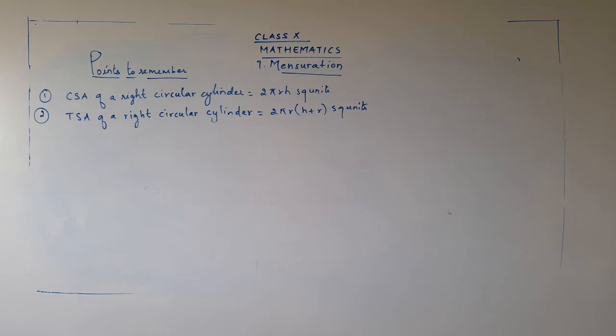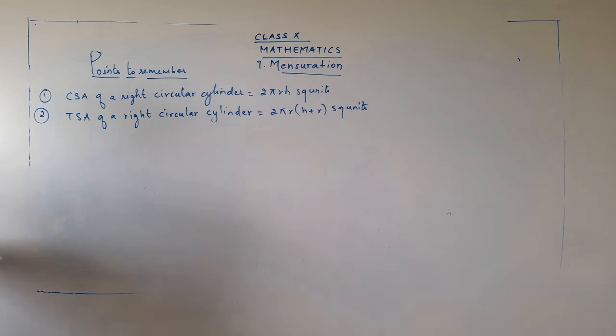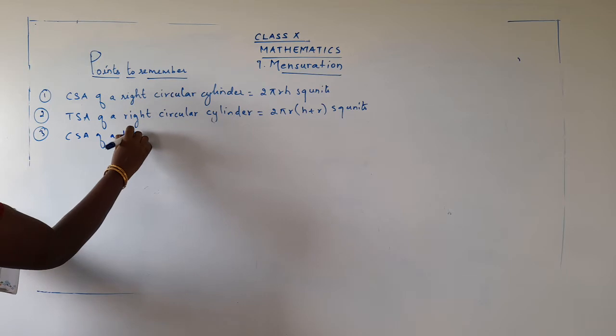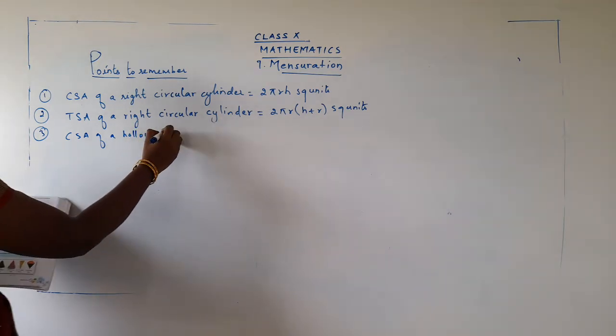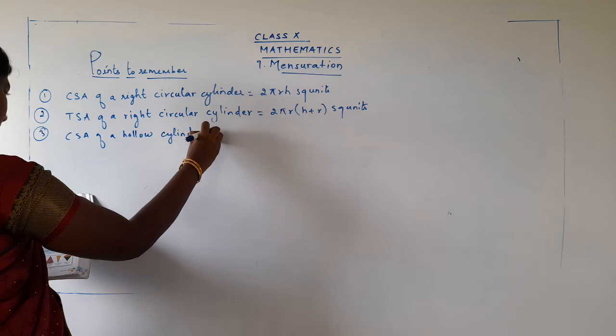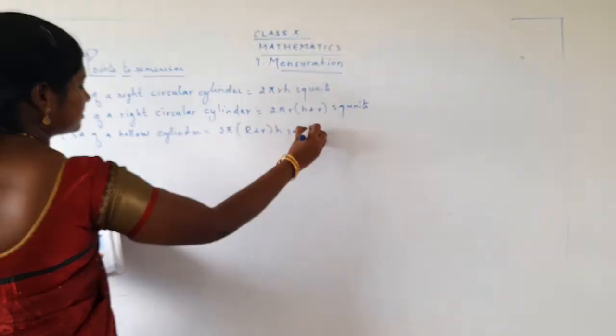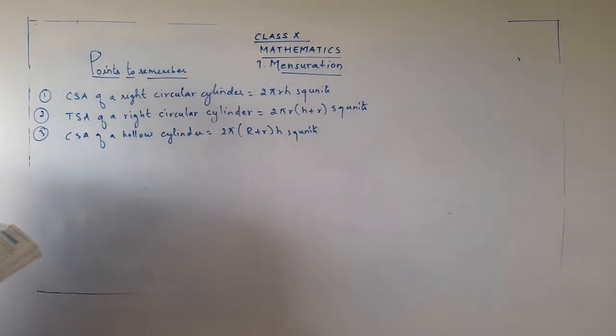Okay, coming to the next formula. This was the right circular cylinder. Now let me talk about the hollow cylinder. Take a third one: CSA of a hollow cylinder is 2 pi (R plus r) h square units. That is 2 pi into capital R plus small r.